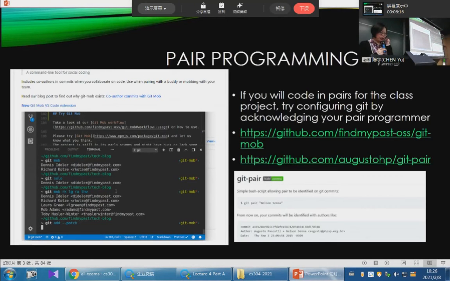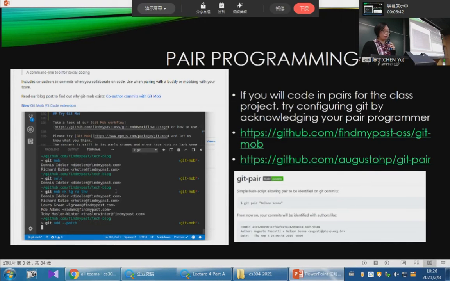And then I think last week we left off with the concept of pair programming. I just put this slide up again so that once you get started with your projects, you would try to use this pair programming setup in Git to acknowledge your pair programmer. I think this is quite a good feature.